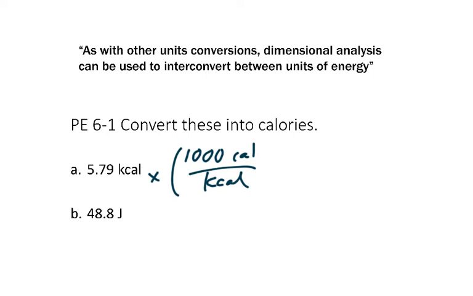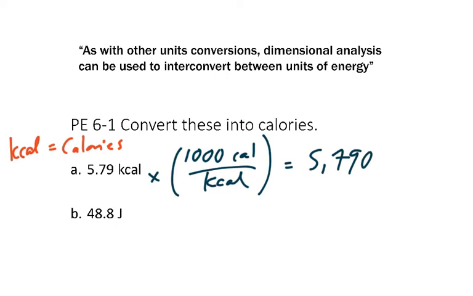We also know that 1 kilocal is equal to 1 capital C Calorie. So to avoid having to say big C Calories and little c calories, I will probably just say calories and kilocalories, or kilocals, or kcals. It's a lot of names, but kcal is equivalent to big C Calorie. So here we just multiply by 1,000, and we end up with 5,790 calories.